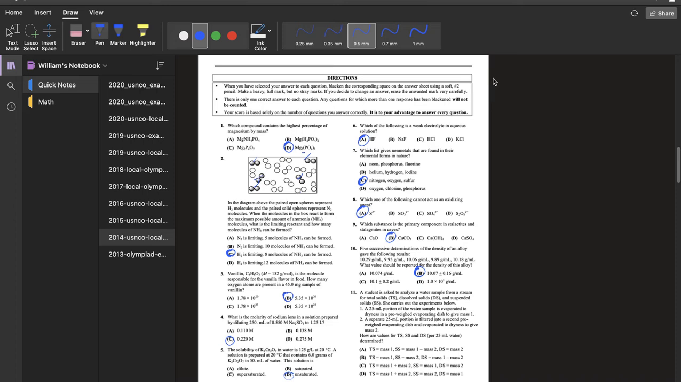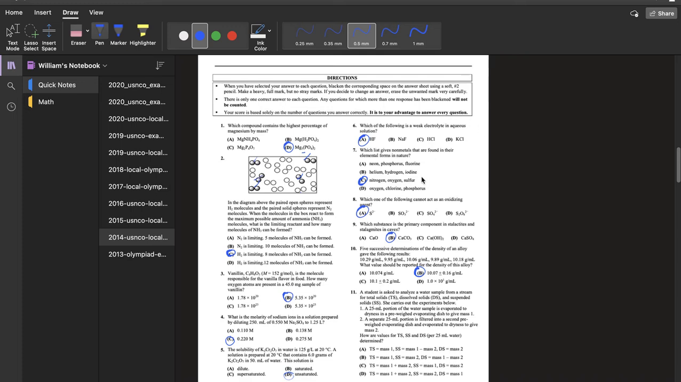Which of the following is a weak electrolyte? That's strong because you have the Na+. That's strong because it's a strong acid. That's strong because you have the K+. This is a weak acid. Not weak in the sense that it's not super acidic. It's pretty acidic, but weak as in it doesn't dissociate 100% in solution.